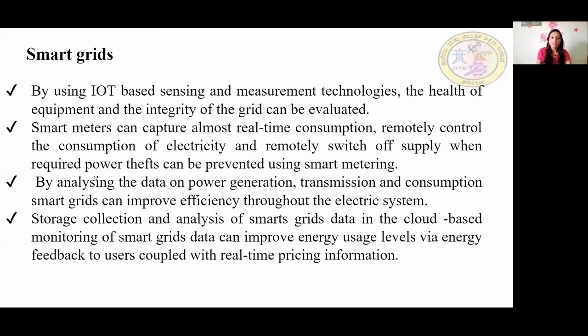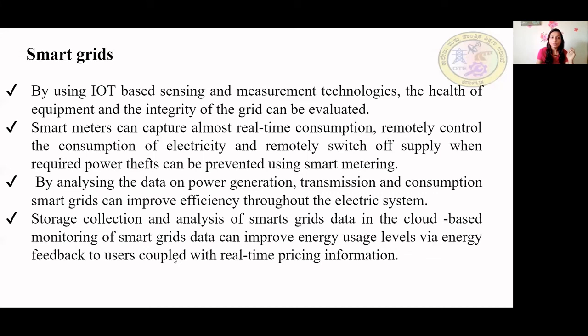And the third one: by analyzing the data on power generation, transmission, and consumption, the smart grid can improve efficiency throughout the electric system. We can improve the electric system if we use this smart grid. Also, the storage, collection, and analysis of smart grid data: what you collect will be stored in a cloud-based system. That is, we'll be storing it in the cloud, and this will improve the energy usage level.